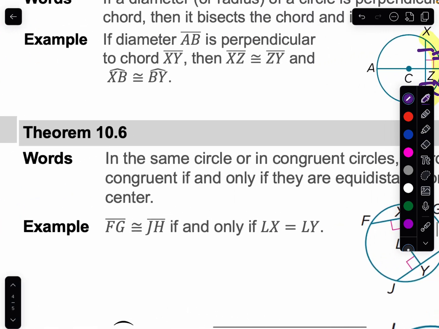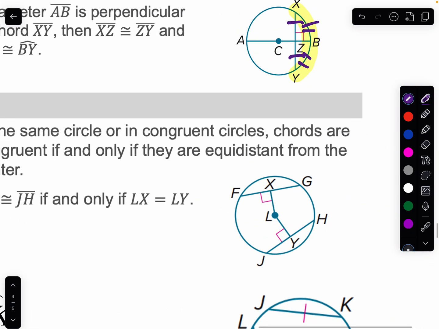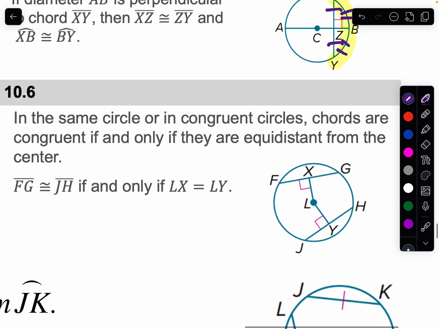And then the last part, remember we talked about congruent chords? If I have congruent chords, so if I know FG is congruent to JH, well, then I know they're going to be the same distance from the center of the circle. So I know LX and LY are going to be the same.